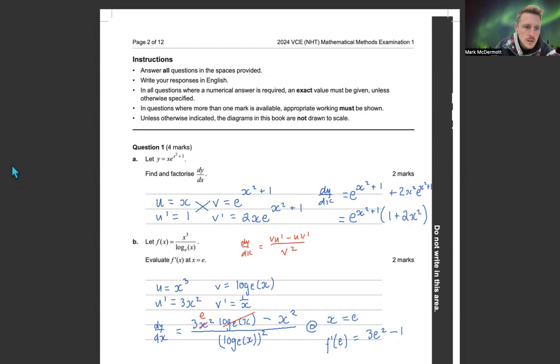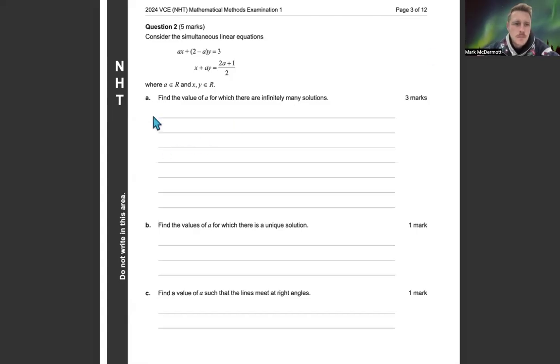What am I doing? That's not right. I substituted e wherever there was an x, not 1. So this has to be, and this would have been an e, right? This would have been an e. So this would be 3e squared minus e squared, which is 2e squared, which I think is the right answer.